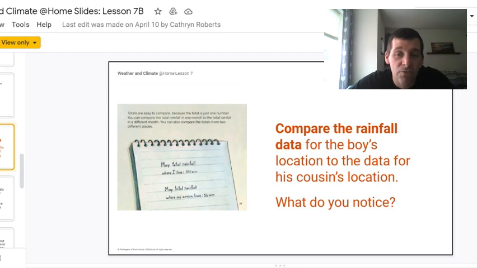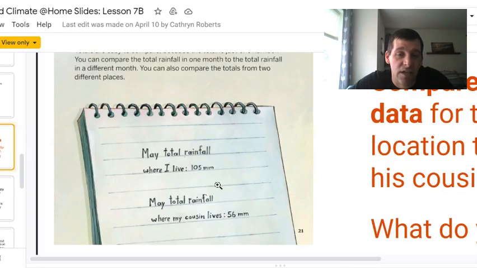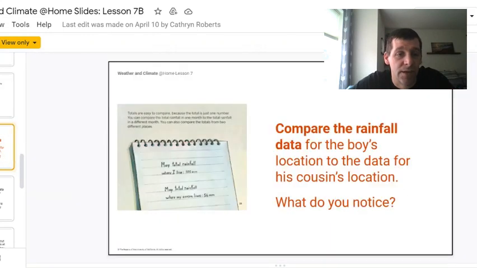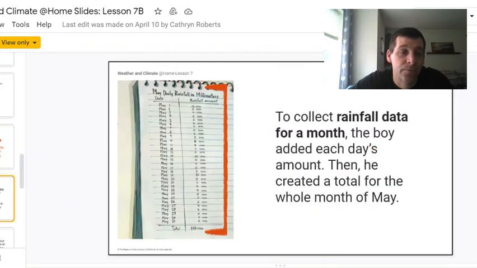All right. What do you notice here when you compare these two sets of data? He's got, for his, 105 millimeters, and the cousin, it's 56. What do you notice here when you compare these two? I mean, it's absolutely right. You're probably thinking to yourself, yeah, where he lives gets twice as much rain, or almost twice as much as the cousin. He gets way more rain comparatively. That's absolutely right because we can look at the two totals.